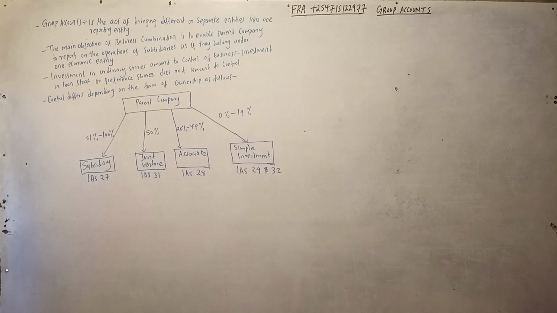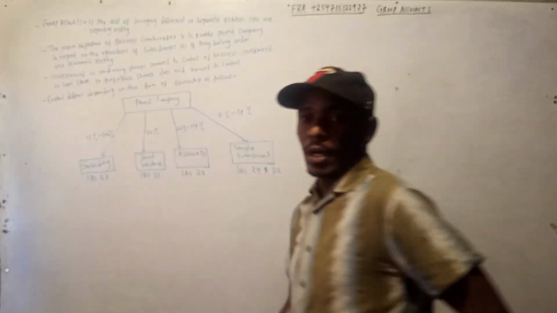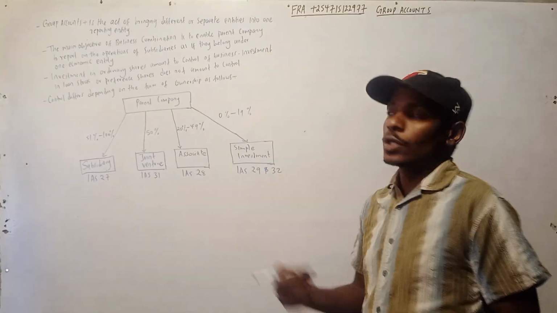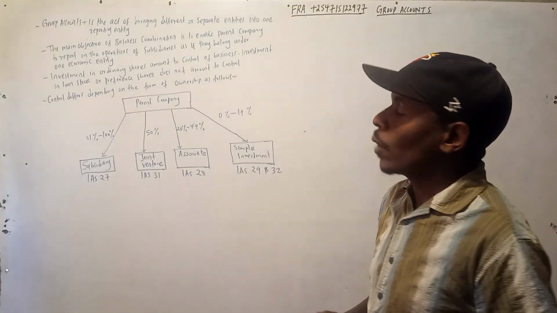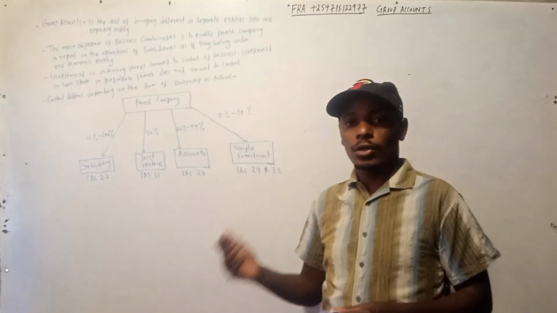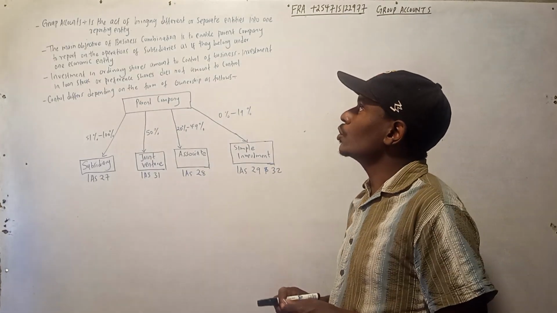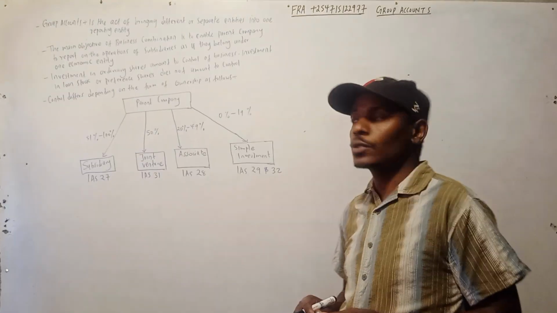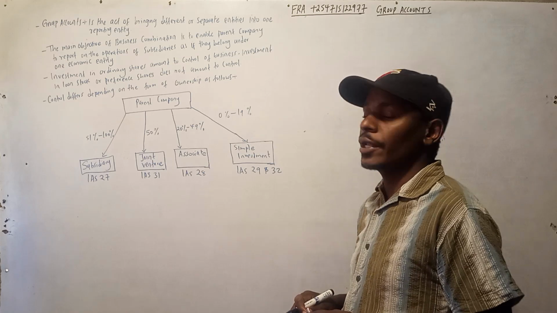As you can see, we have some notes on our board. That is the definition that we said: the group account is the act of bringing together different or separate entities into one reporting entity or one economic entity. What are the main objectives of group accounts? The main objective of business combination is to enable the parent company to report the operation of the subsidiary as if they belong under one economic entity.